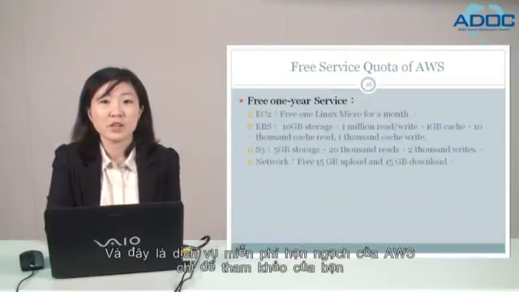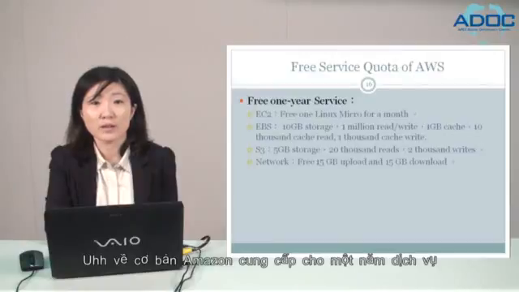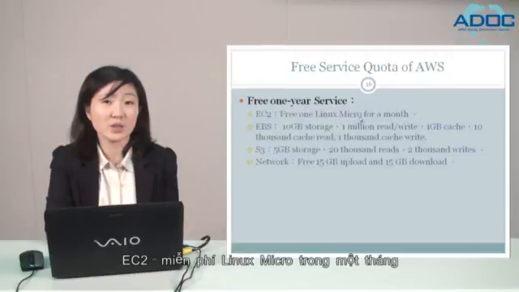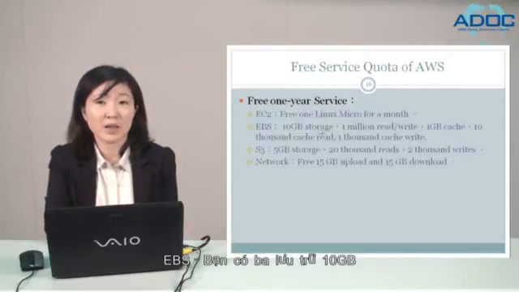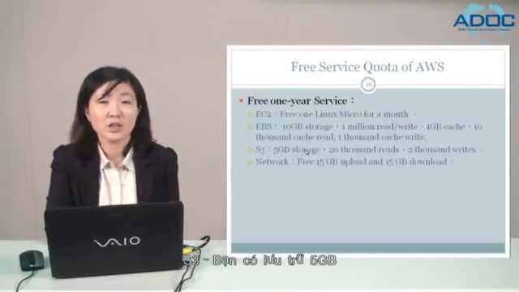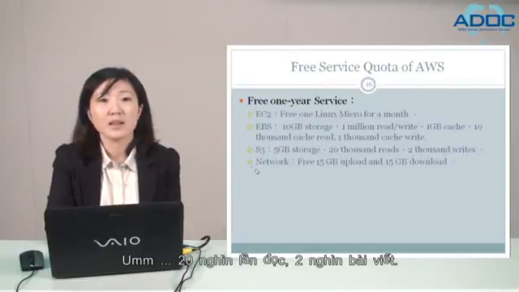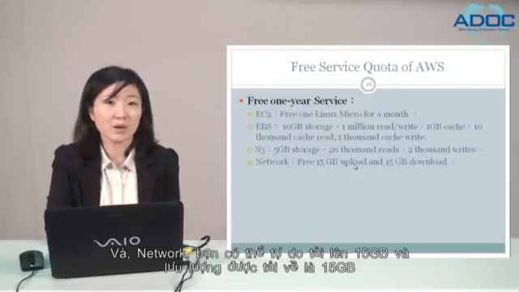And this is the free service quota of AWS, just for your reference. Basically, Amazon provides a free 1-year service. For example, EC2 gives a free Linux micro instance for a month. EBS gives you free 10 gigabyte storage. S3 gives you 5 gigabyte storage and 20,000 reads, 2,000 writes, and then for network you have 15 gigabyte upload and 15 gigabyte download traffic.